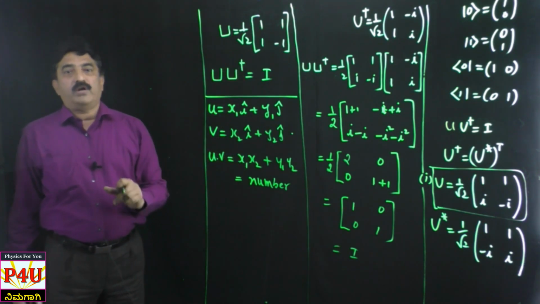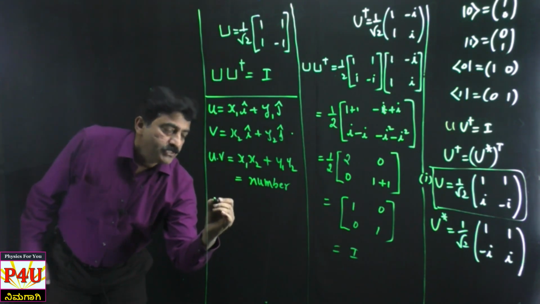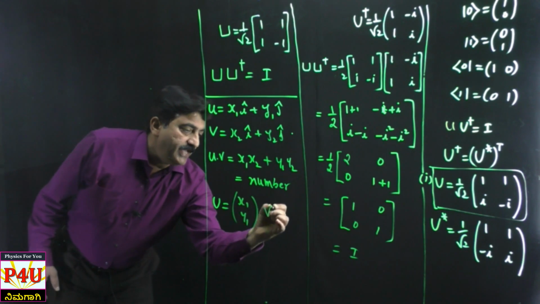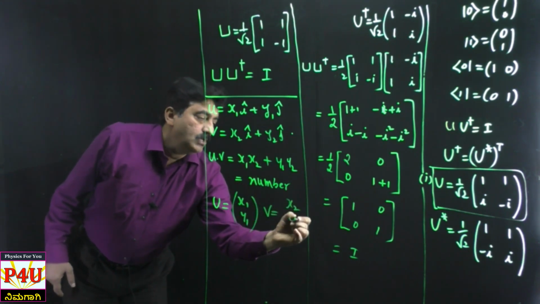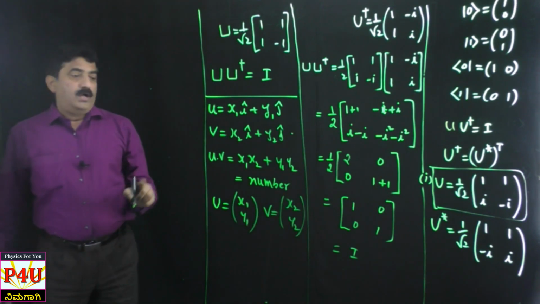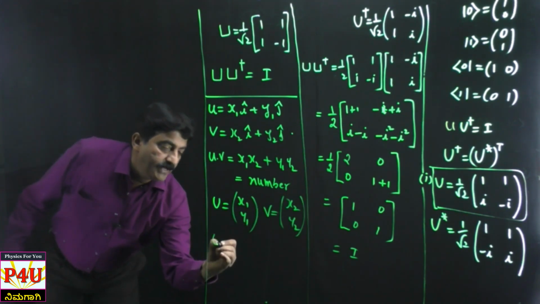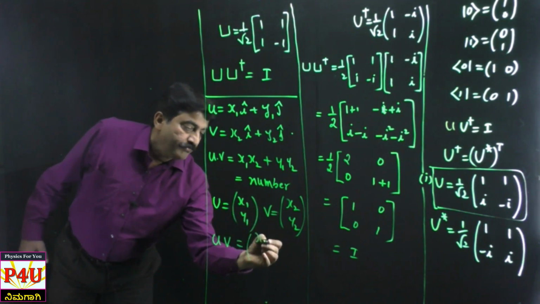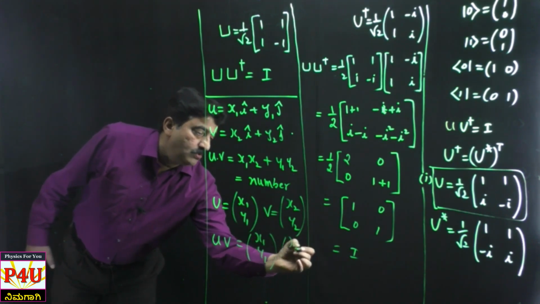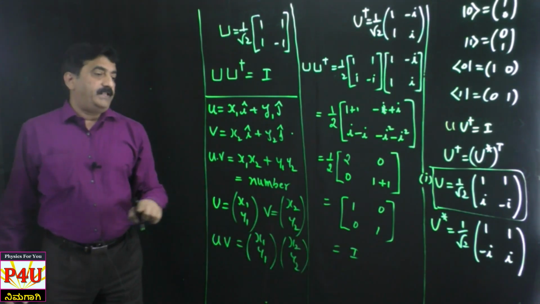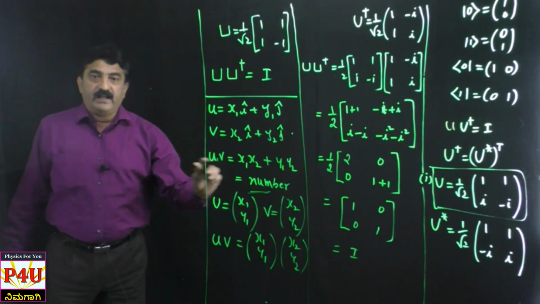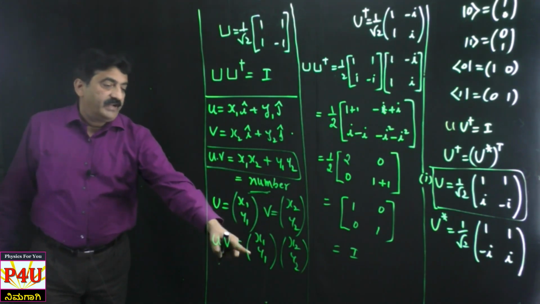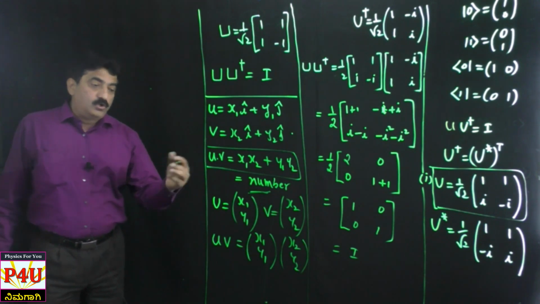In matrix form, how to write? I will tell you. See, U consists of elements x1 y1, V consists of elements x2 y2. Now I have to multiply these two. How to multiply? I go for u into v like this. But if I write x1 y1 and then x2 y2 and keep on multiplying, I won't get a number in this form. Actually I should get x1 x2 plus y1 y2, but if I write this way I won't get it at all. So what to do for that?